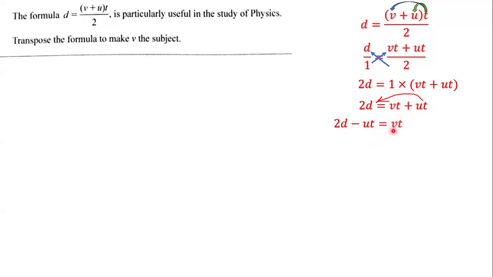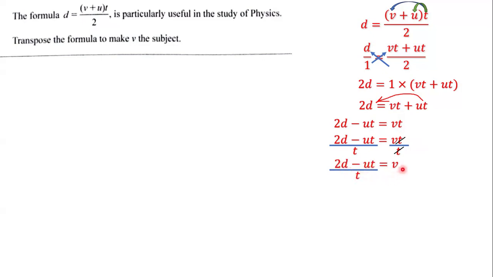Okay, so what else can we get rid of on the right-hand side so that we just have v? We need to get rid of this t, right? And the way that we do that is we could divide both sides of this equation by t. And if we do that, this t cancels with that t, so we're left with v is equal to 2d minus ut all over t.